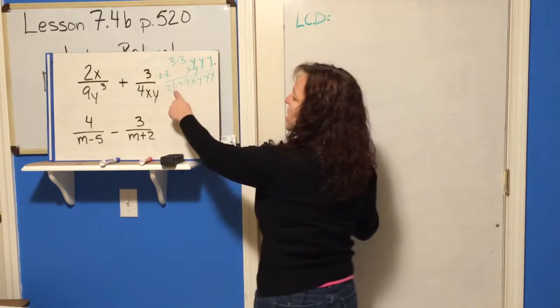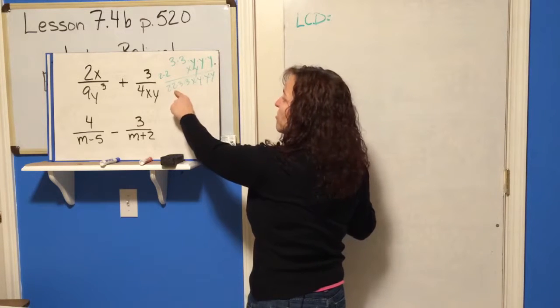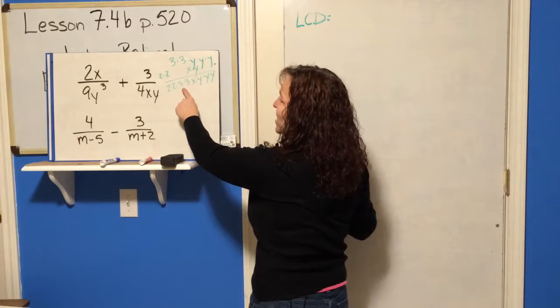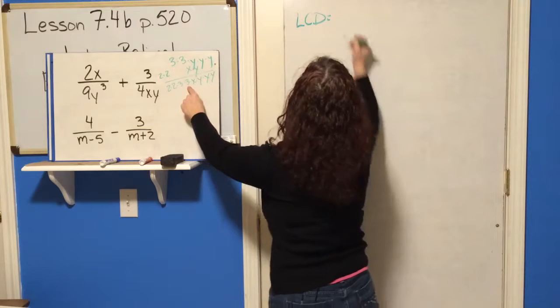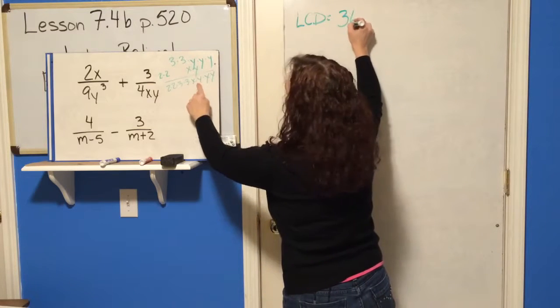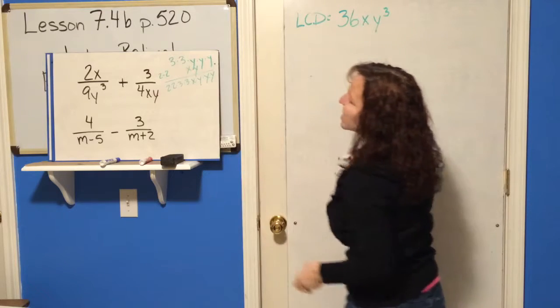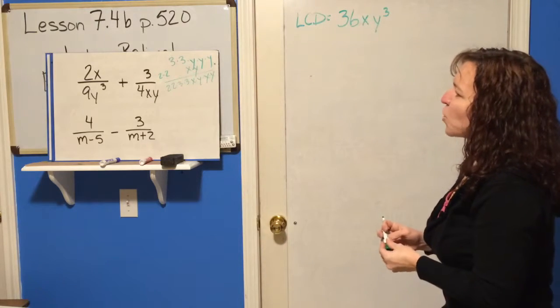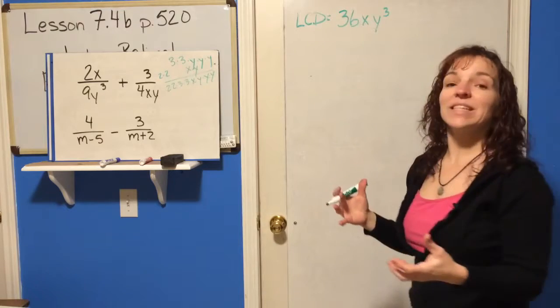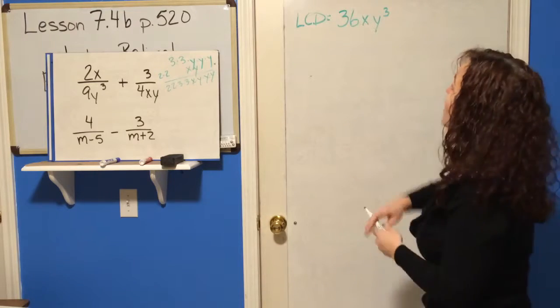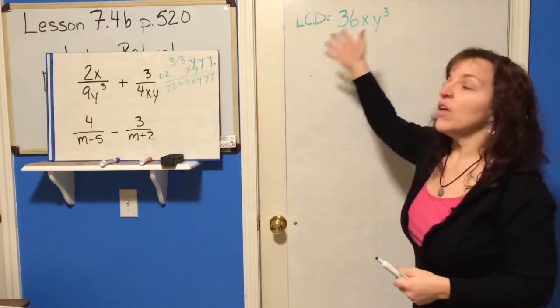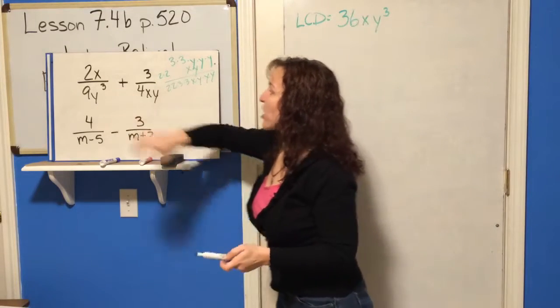So our LCD is 2 times 2 is 4. 4 times 3 is 12, and 12 times 3 is 36. 36xy cubed. So that's our least common denominator. What we need to do now is come up with fractions that have this denominator that are equal to these fractions.